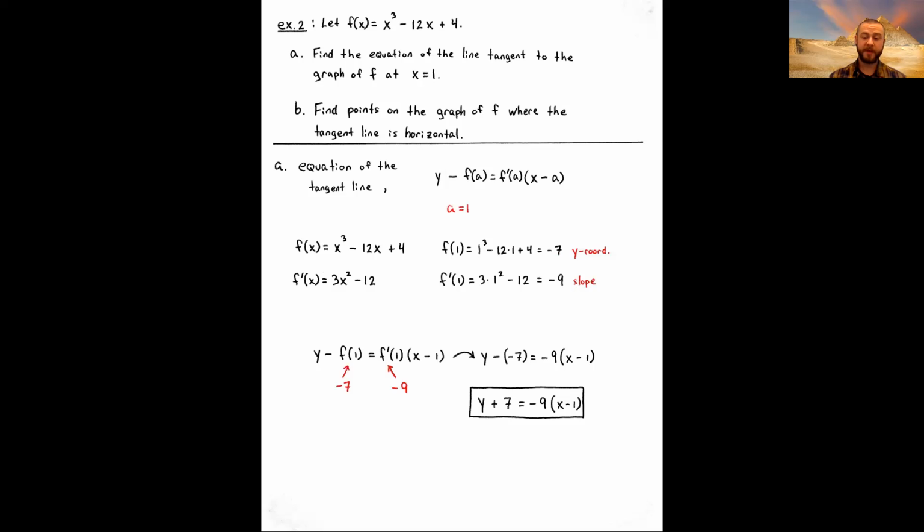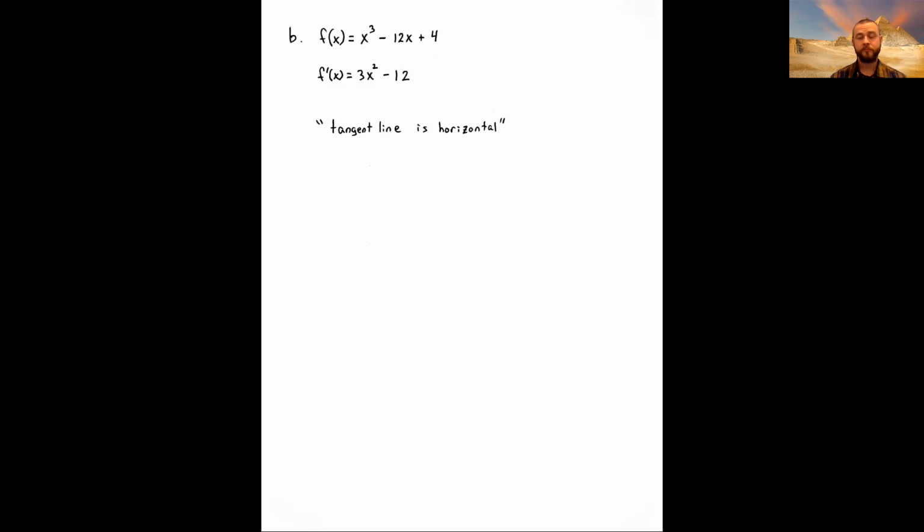All right, let's go through part B. It's the same function, but now with the same derivative. So we already calculated that from the previous part. Now we just have to address a new conceptual question. What would it mean for a tangent line to be horizontal?